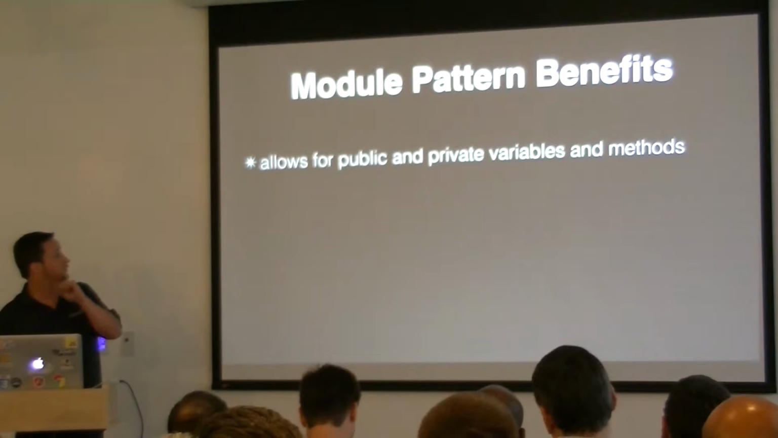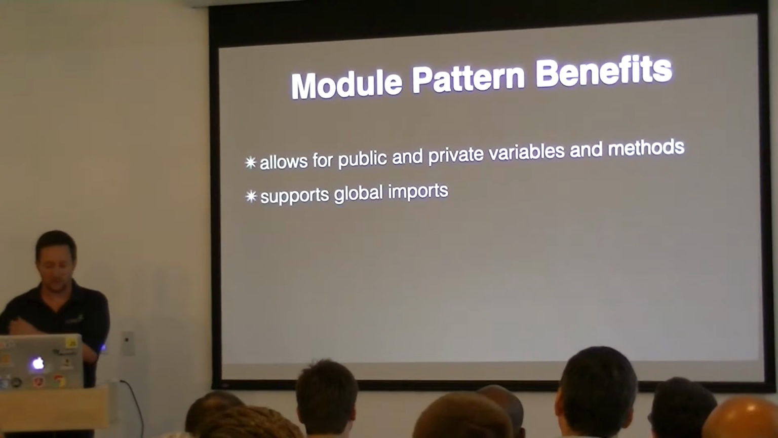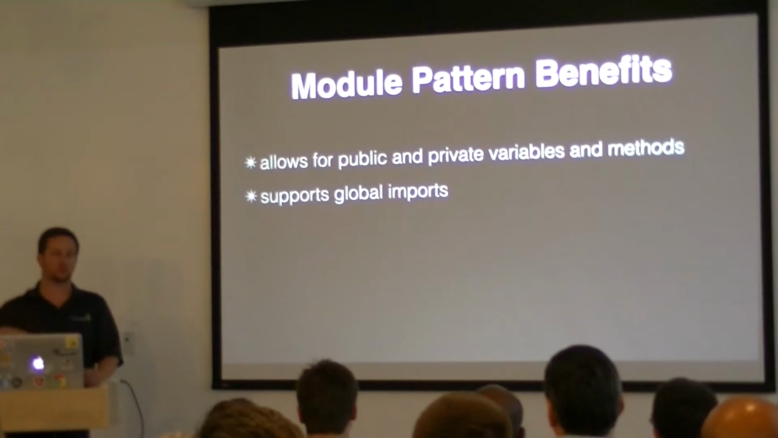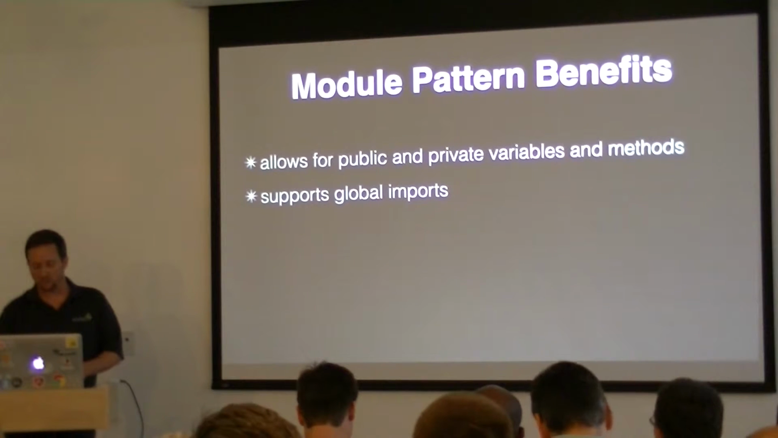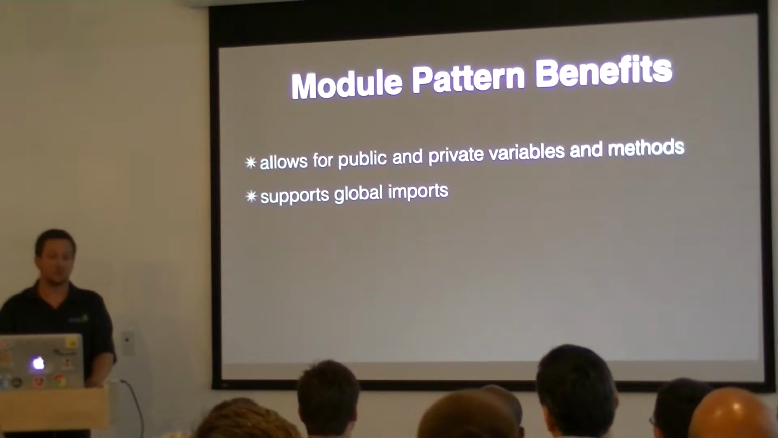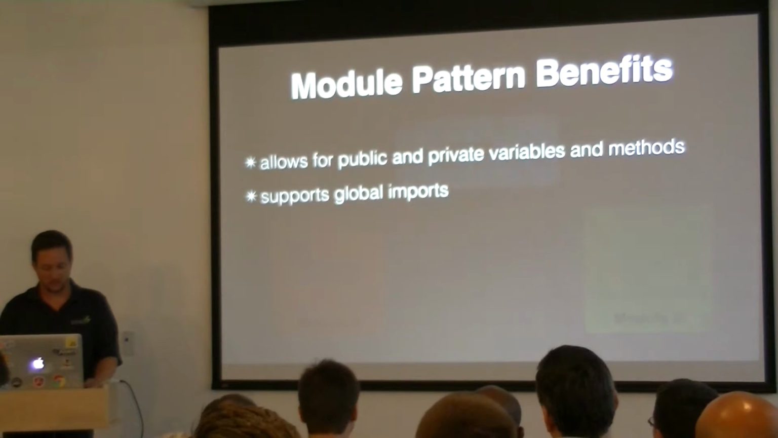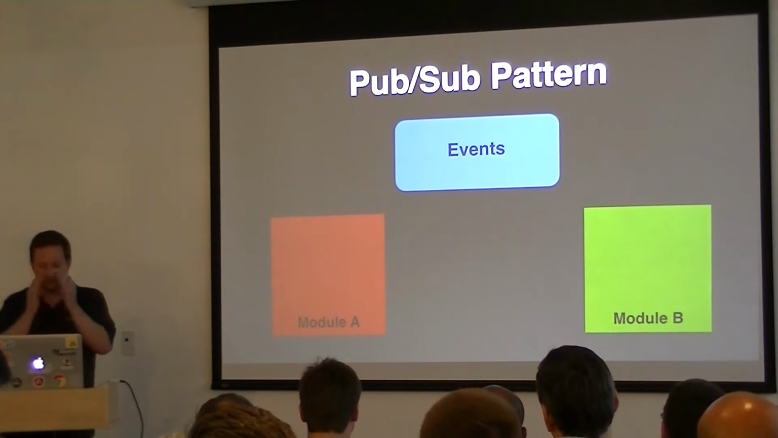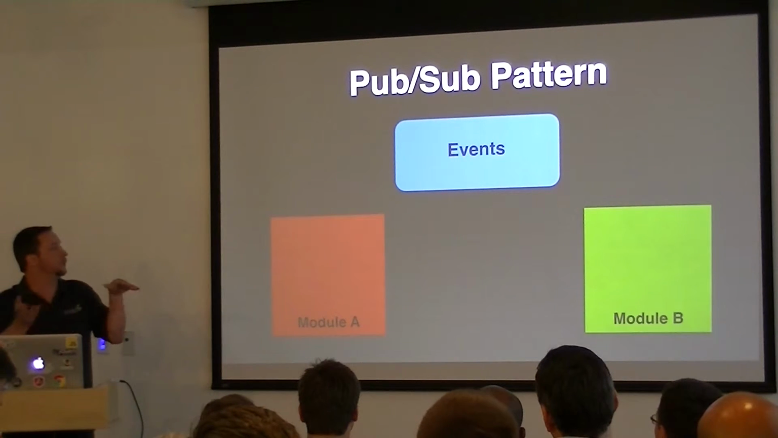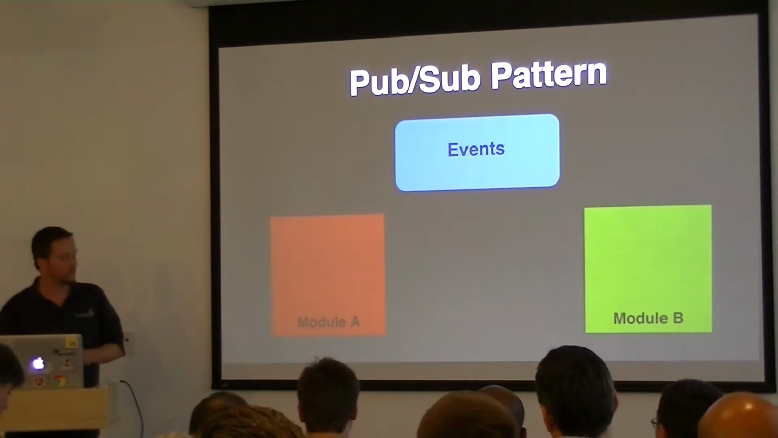So a couple benefits with the module pattern: it allows for public and private variables and methods. It supports global import, so you can throw in those dependencies like jQuery, a reference to underscore, any other library that you need, you can bring in. You can also pass in other modules. Haven't shown an example of that yet, but you can pass in modules as well. So the big thing with modules is, out of the box, it's harder to talk to them, and you don't necessarily want to call myModule.getName or some public method.